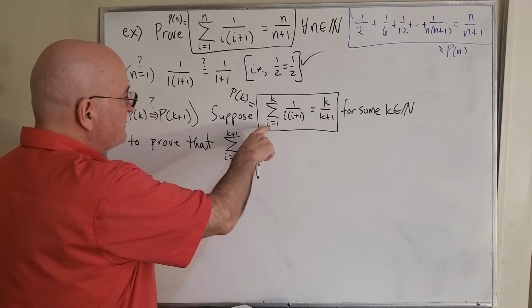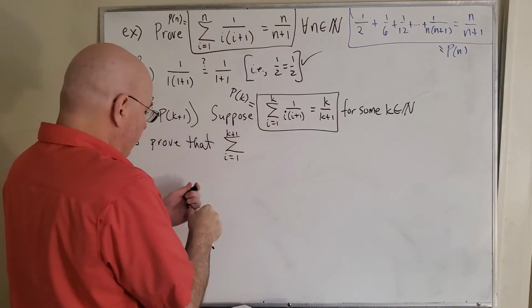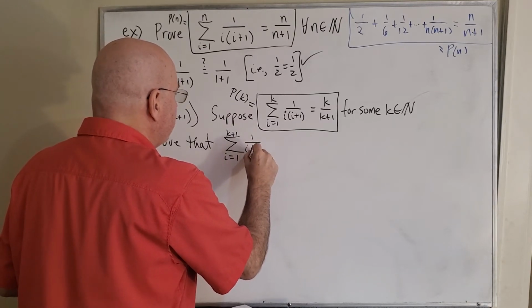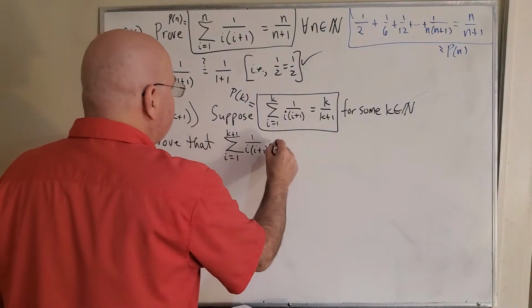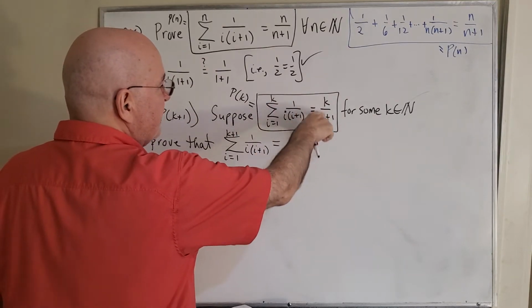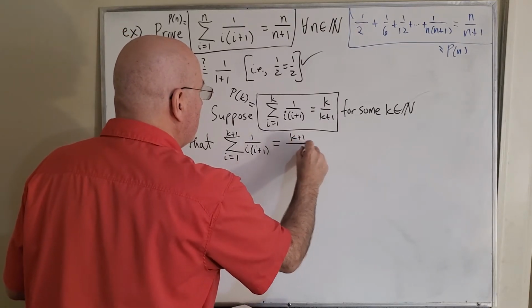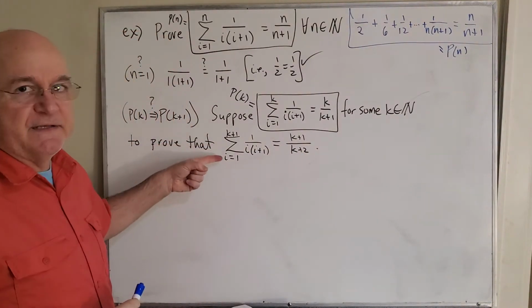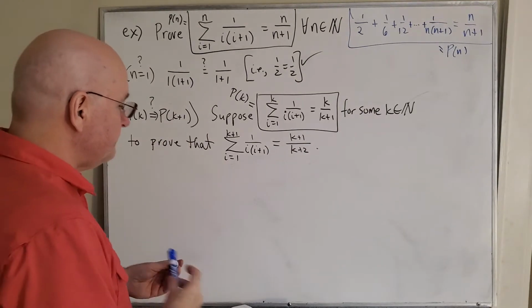Pk plus 1 just says go from i equals 1 to k plus 1. The expression, of course, stays the same, 1 over i times i plus 1. So we're just taking the summation one farther to prove that this is equal to k plus 1 over k plus 2. Since we've gone one farther, I have to replace each of those k's with a k plus 1. So we haven't proven it, but we've shown the reader exactly what we're going to do.